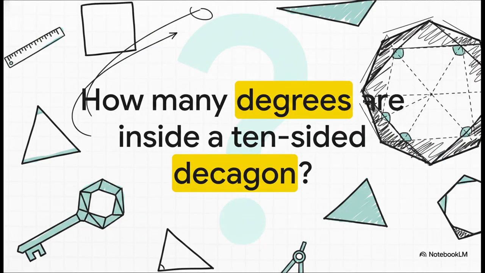So we'll just leave you with this final thought. You now hold the master key. With this one little formula, you can unlock the secrets of any shape, no matter how complex it seems. It all ties back to those simple rules we started with. So, how many degrees are inside a 10-sided decagon? The amazing part is you now have the power to figure that out all by yourself.